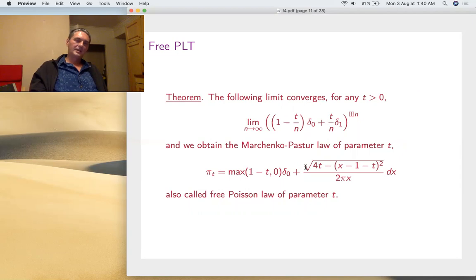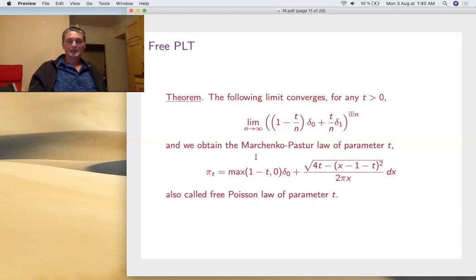Now, in the free case, well, same method. You just do the same thing, but with the R transform. So it's exactly the same measure as before, but now you take the free convolution. And the result is that we get the Marchenko-Pastur law of parameter t, which is this thing here. This was discovered long ago by Marchenko and Pastur in relation with random matrices, with Wishart matrices to be precise.